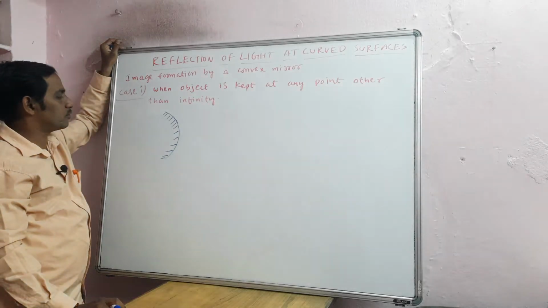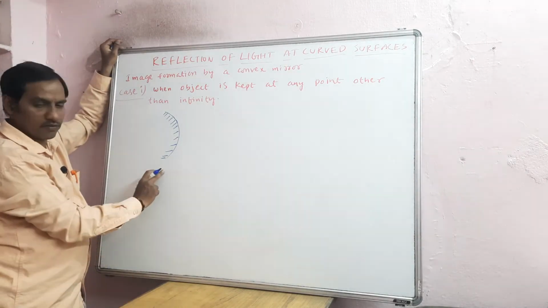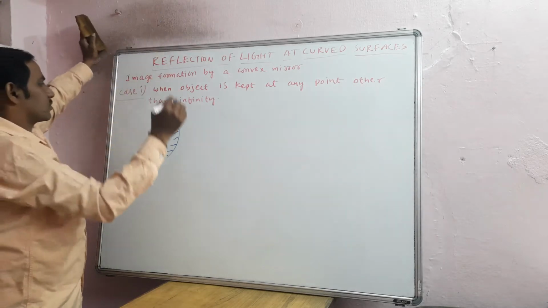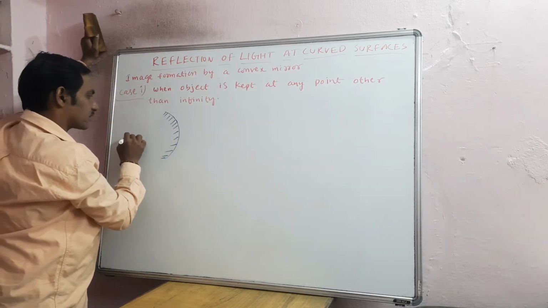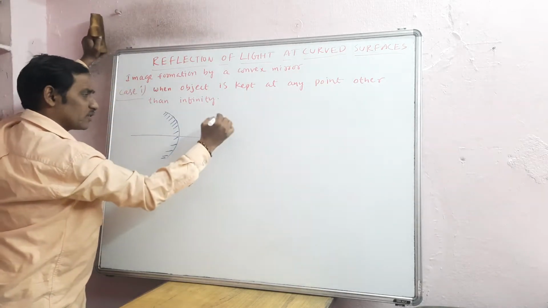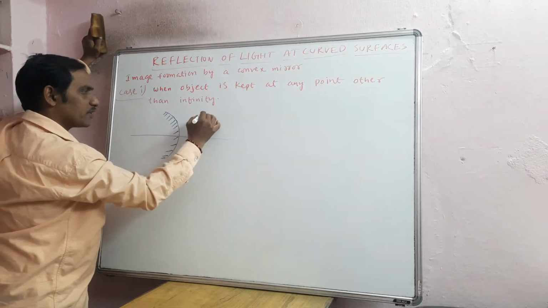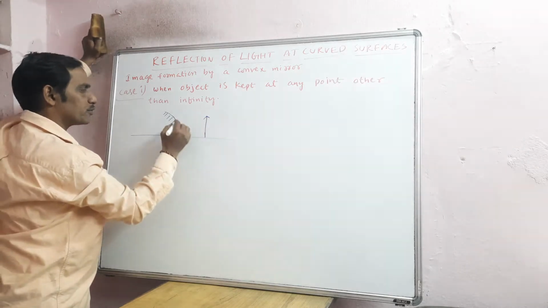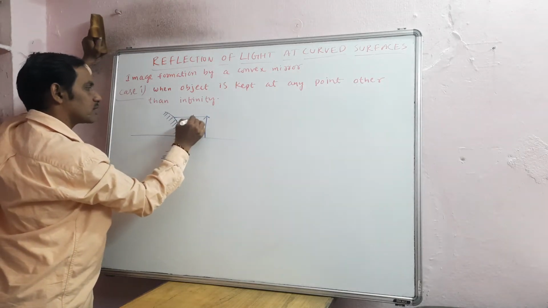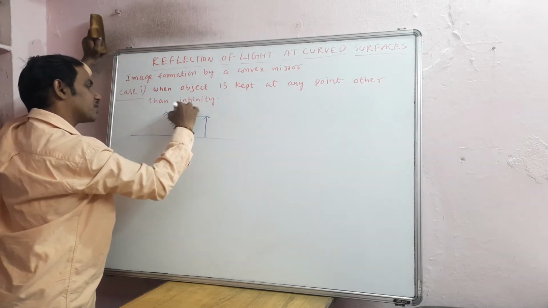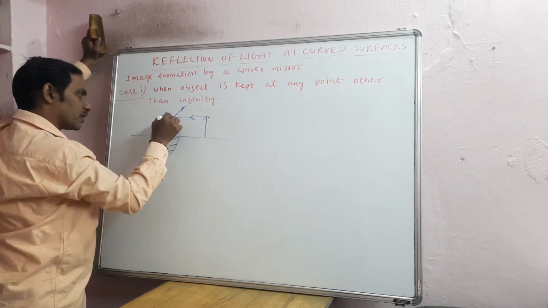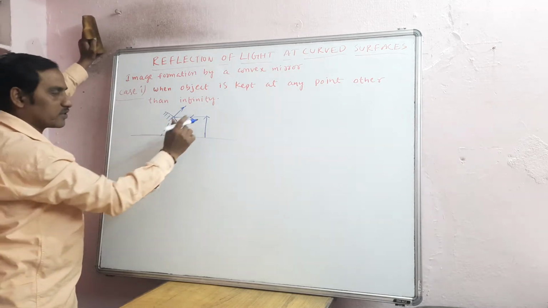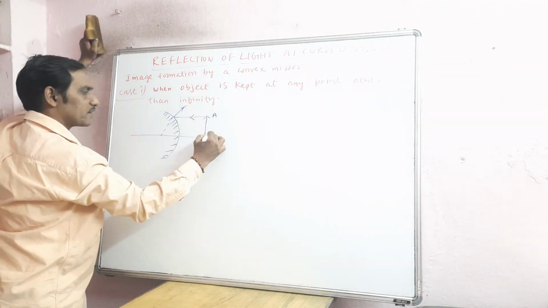Now this is a convex mirror. To get the image, we will take the object like this. When you are keeping the object at any position other than infinity, no need to mention the position, simply you can draw. In the case of infinity, there is no need even to draw the object. That case we will see afterwards. Now the object I will call AB, with an arrow mark.